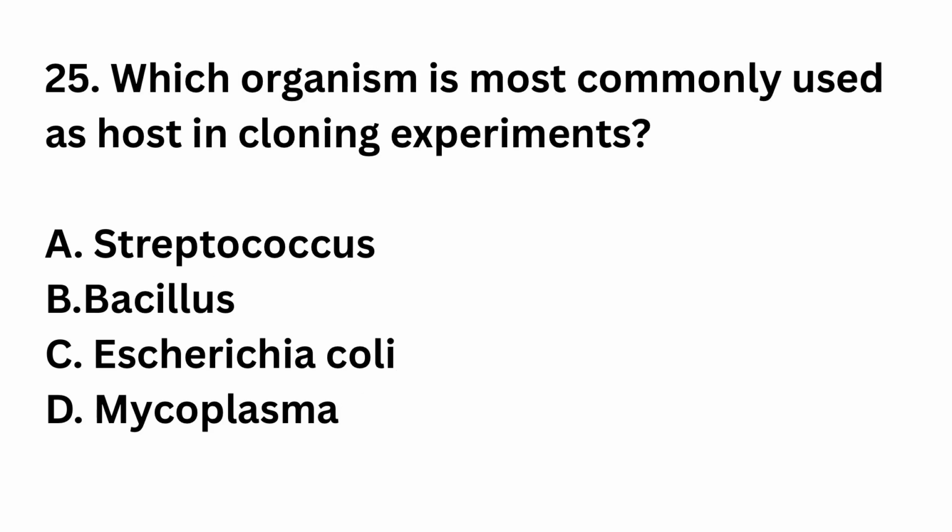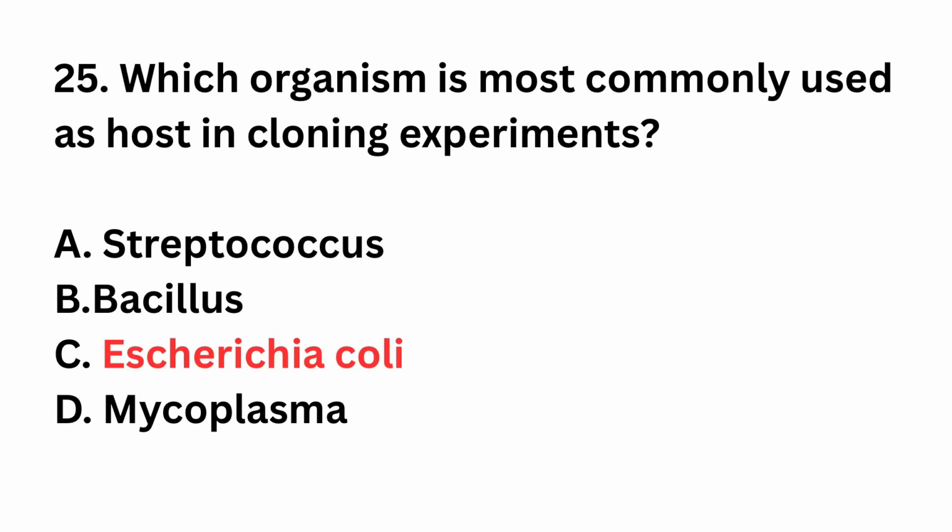Question number 25. Which organism is most commonly used as host in cloning experiments? Streptococcus, Bacillus, Escherichia coli, Mycoplasma. The right answer is option C. Escherichia coli is widely used because of its rapid growth, simple genetics, and widely studied genome.